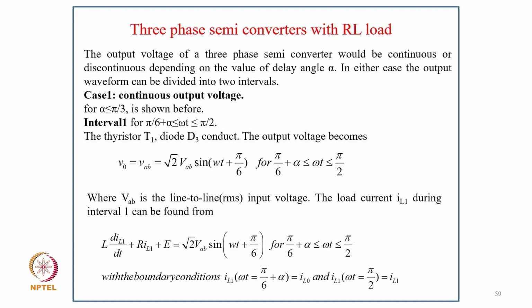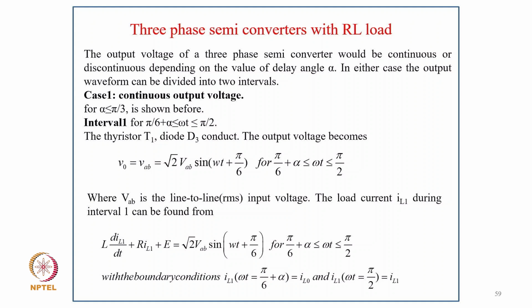The output voltage of the 3-phase semiconverter will be continuous or discontinuous depending upon the value of the delay angle alpha. In either case, the output waveform can be divided into two intervals. Case one is continuous output voltage for alpha less than pi by 3, shown here. For the interval pi by 6 plus alpha to pi by 2, thyristor T1 and diode D3 conduct, and the output voltage becomes Vo equal to Vab equal to root 2 Vab sin(omega t plus pi by 6), for pi by 6 plus alpha to pi by 2.